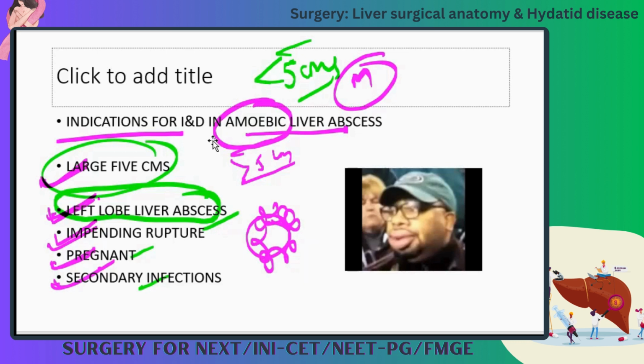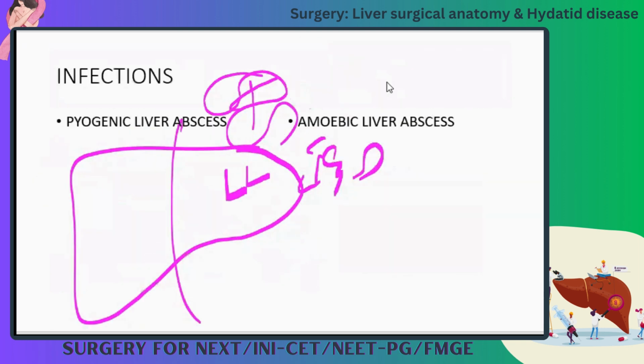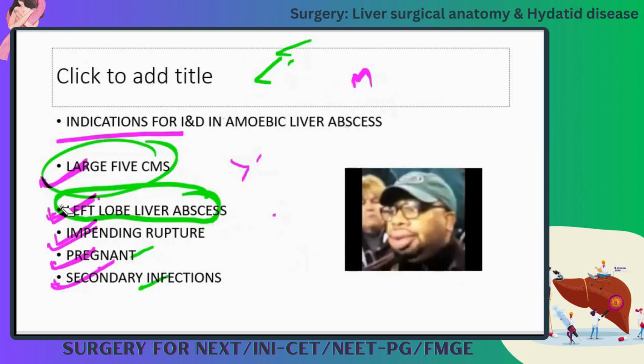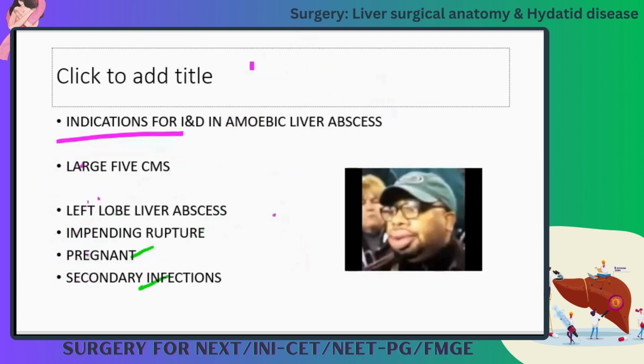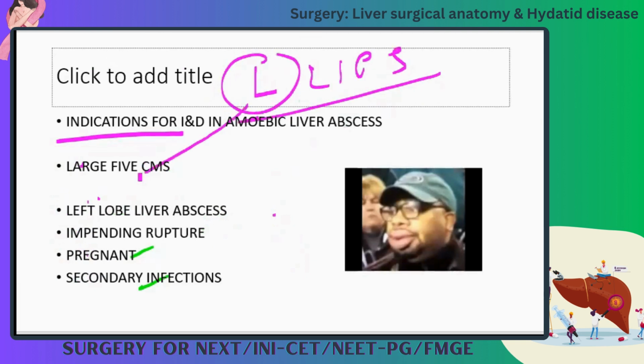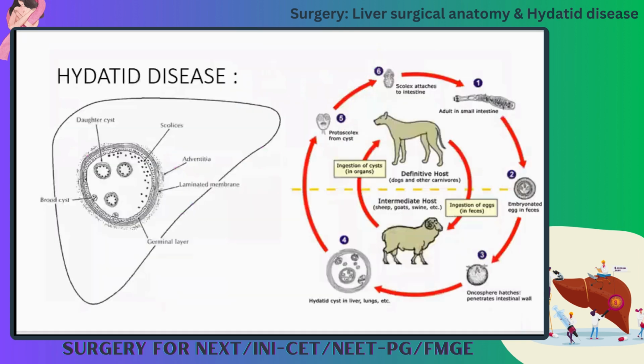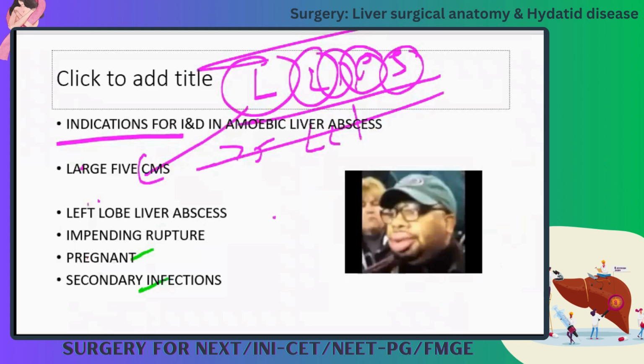So see the indications. There is a small mnemonic for it: Large LIPS. Just remember this. Large LIPS. One is more than 5 centimeters. Second is left lobe of the liver. I is impending rupture. P is pregnancy, S is secondary infections. Okay, this you remember. Could you repeat that again? Yes. Large LIPS.